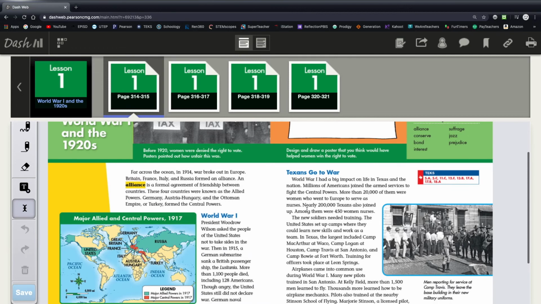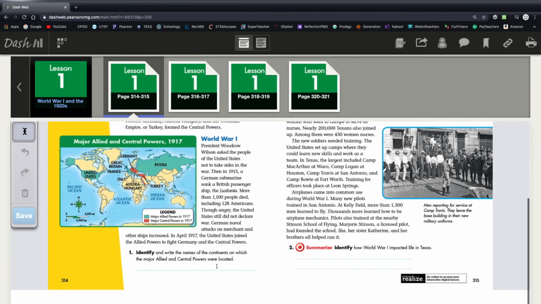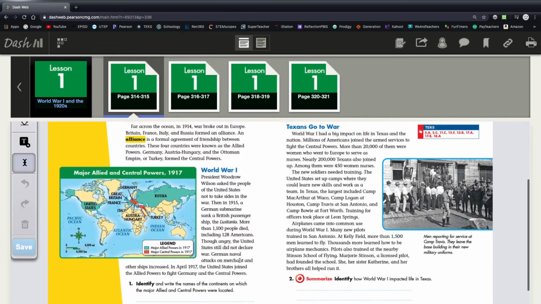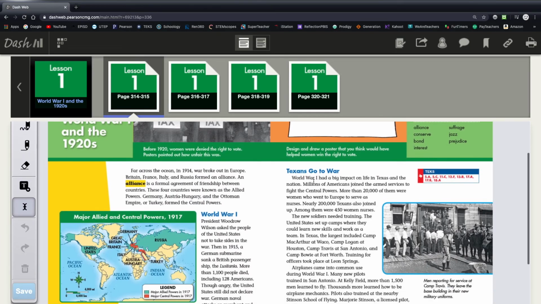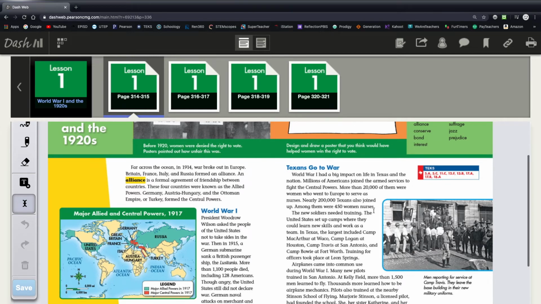1. Identify and write the names of the continents on which the major Allied and Central Powers were located. Texans go to war. World War I had a big impact on life in Texas and the nation. Millions of Americans joined the armed services to fight the Central Powers. More than 20,000 of them were women who went to Europe to serve as nurses. Nearly 200,000 Texans also joined up. Among them were 450 women nurses.